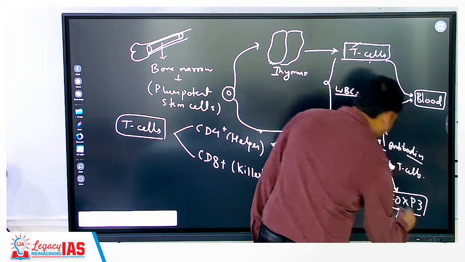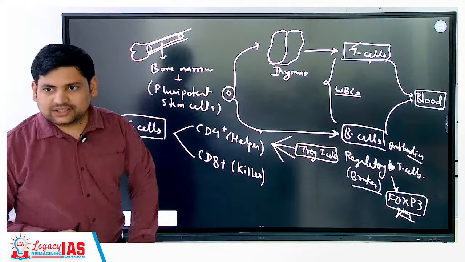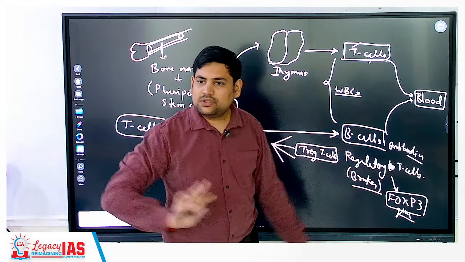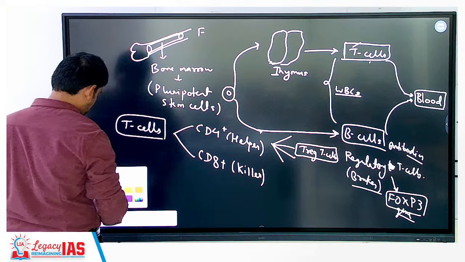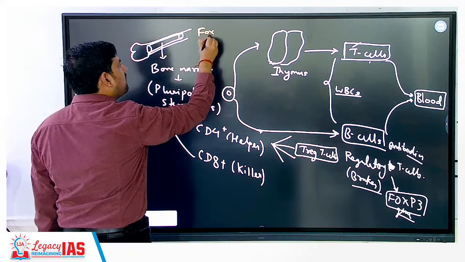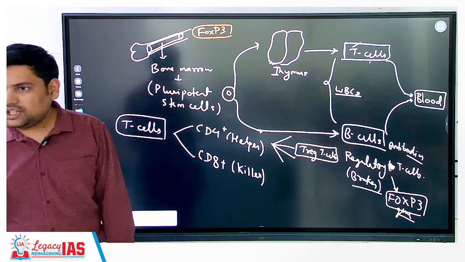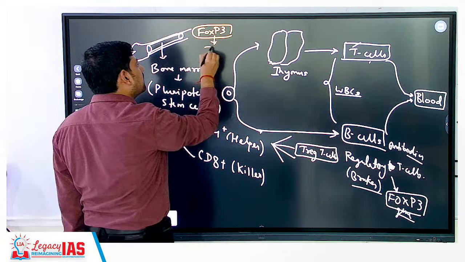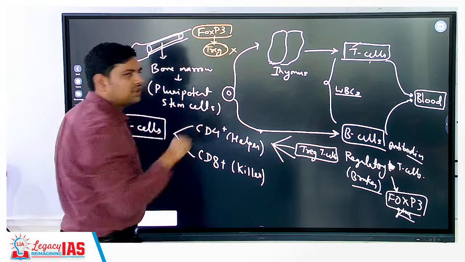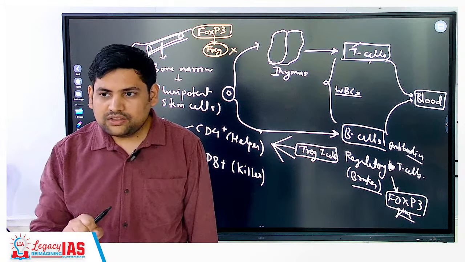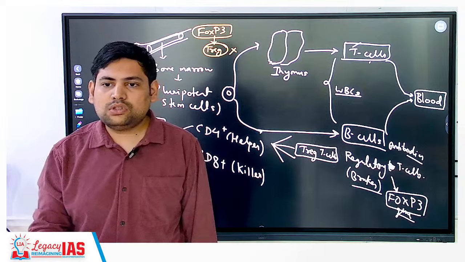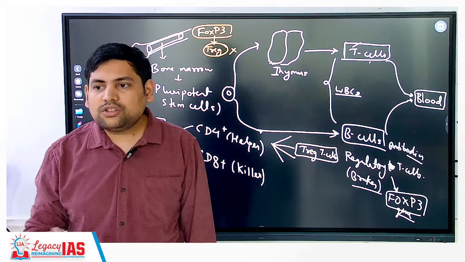Now a simple understanding will tell you, this is doing what? This is stopping my T cells from destroying the good cells. Now if this FOXP3 gene has some defect, what will happen? These Treg cells will stop working properly. Then if they are not stopping the good cells from being destroyed, your body will start destroying your own good cells. That is what is called autoimmune diseases.